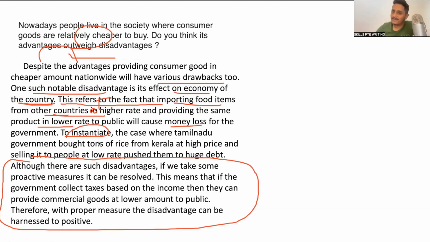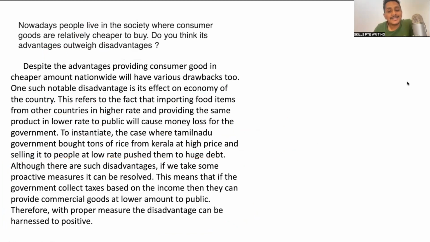Now to give an example. Tamil Nadu is not another country within India, it's a state. Tamil Nadu government brought tons of rice from Kerala. Kerala is not a country, it's a state. The previous line, this is a coherence and cohesion classic error. The previous line talks about other countries. Here also China, India should have been written. What is written is states.